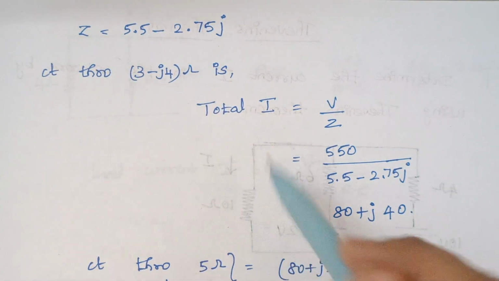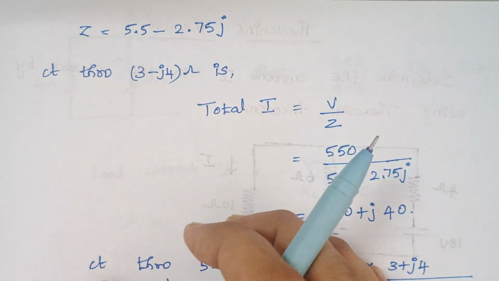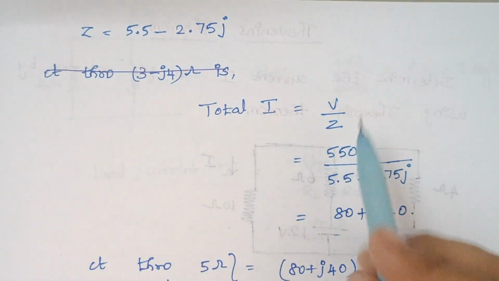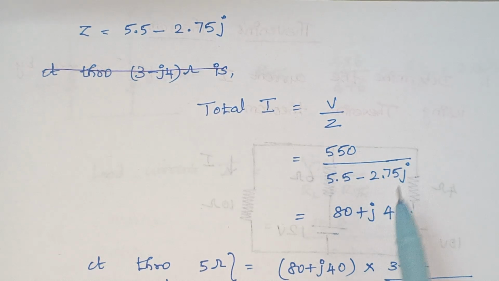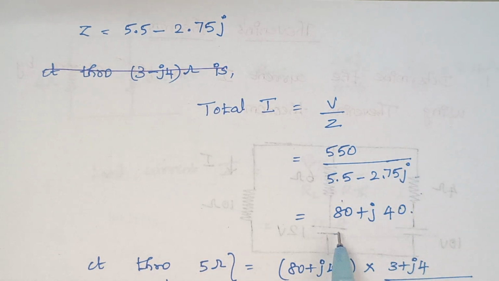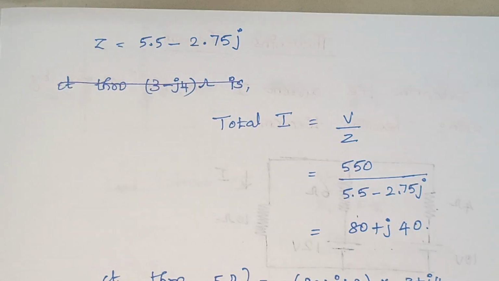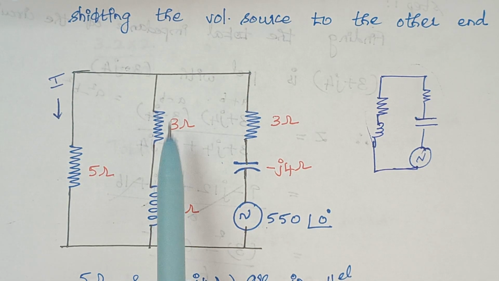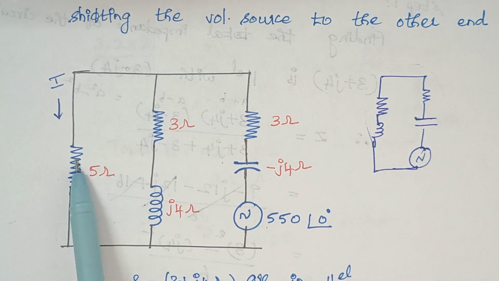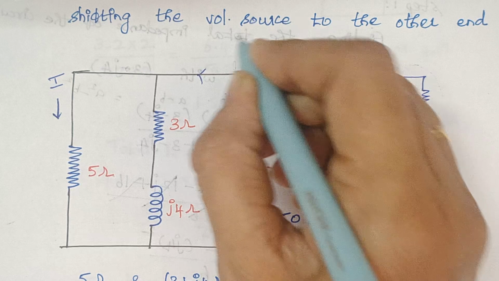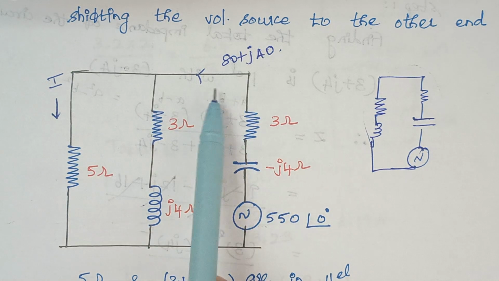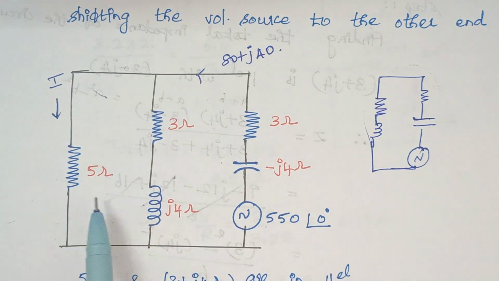Then the next thing is we are calculating the current, right? That is the total current. Okay, you can even skip this. Total current is V by Z. So we know the value of V, we know the value of Z. So just calculate. Here the value of current is 80 plus J40. Right. Now again we have to use our current division rule. Now we have to calculate the current that flows through this 5 ohm resistor. Right. So the total current that flows is nothing but 80 plus J40.